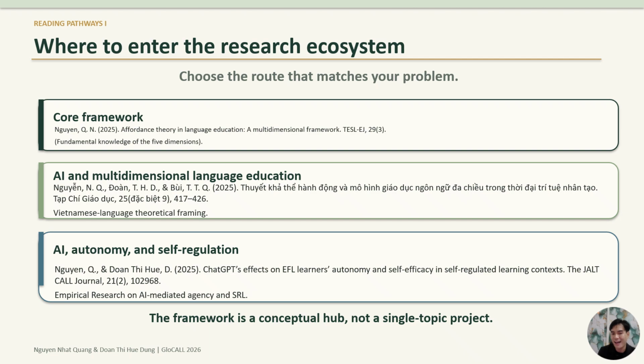If your interest is AI, autonomy, or self-regulated learning, then see my co-authored articles with Dr. Doan, which connect AI use with learners' autonomy and self-efficacy. So this is not the place to read everything, right? No one should do that unless they have a very quiet weekend and extremely strong coffee. But the point here is that different scholars like you can enter the framework with different problems in mind and with different solutions that you might come to after reading those articles.